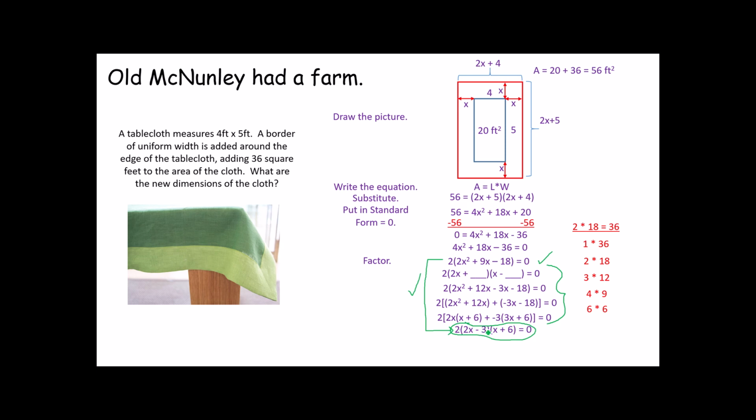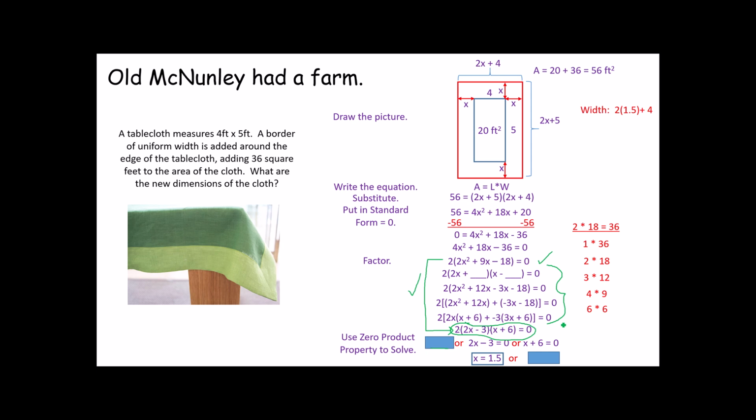So you have three factors that all multiply together to equal 0. So you're just going to use the zero product property to solve. Either the 2 has to be a 0, which makes no sense. The 2x minus 3 has to equal 0, which means x equals 1.5. Again, add 3 to both sides, divide both sides by 2. Or x minus 6 has to be a 0, which means x is a negative 6. Well, that doesn't make any sense at all because you don't want to have a negative length if you're adding a border. That means the 1.5 is how long your border is.